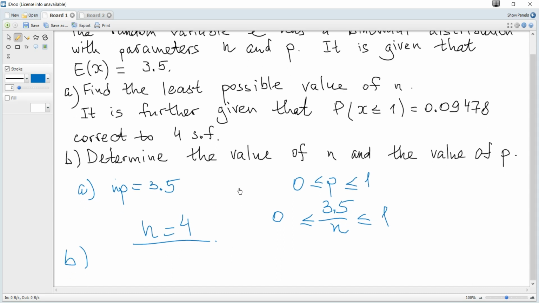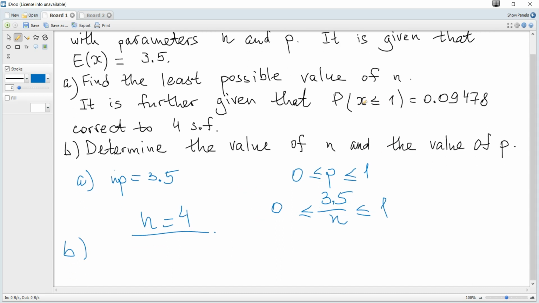The next question. It is further given that the probability that x is less than or equal to 1 is equal to this value, correct to 4 significant figures. B. Determine the value of n and the value of p.